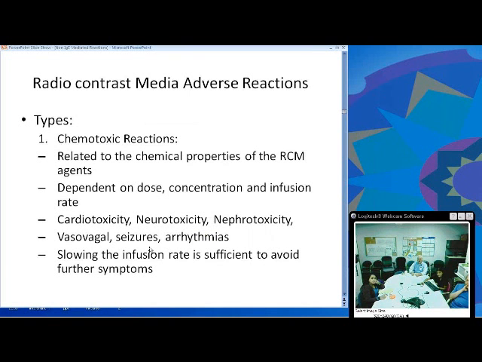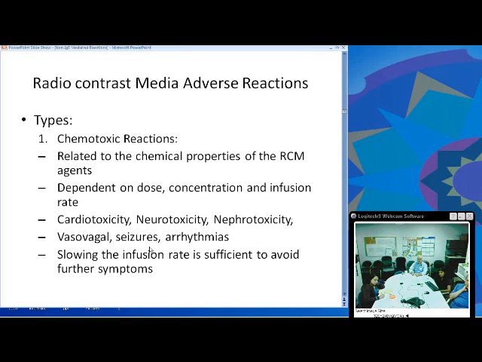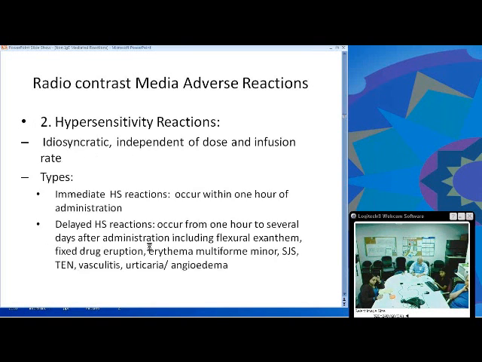So the types of reactions that can be caused by radiocontrast media are chemotoxic reactions and hypersensitivity reactions. The chemotoxic reactions are related to the chemical properties, so the ionicity, dimeric or monomeric, or the osmolality. They are dependent on the dose, the concentration, and the infusion rate. They manifest as cardiotoxicity, neurotoxicity, or nephrotoxicity. They can also be vasovagal. They can give seizures, arrhythmias, and just slowing the infusion rate is sufficient to avoid further symptoms.